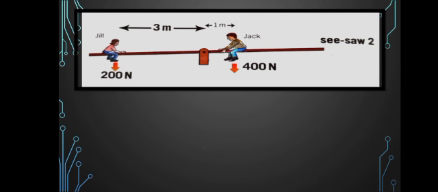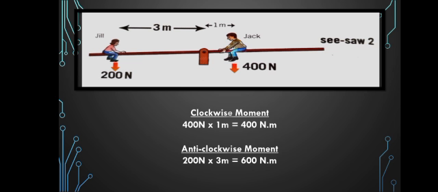Jack. Jill applies a force of 200 Newton and Jack is applying a force of 400 Newton. Both are at different distances, 1 meter and 3 meter. With the same formula, I have to calculate clockwise moment and anti-clockwise moment. You can see the clockwise moment produced with the 400 Newton force came out as 400 Newton meter, while the anti-clockwise moment, 200 times 3, will come to 600 Newton meter. It means the anti-clockwise moment is 600 Newton meter.